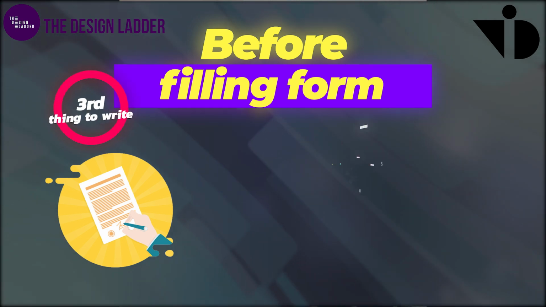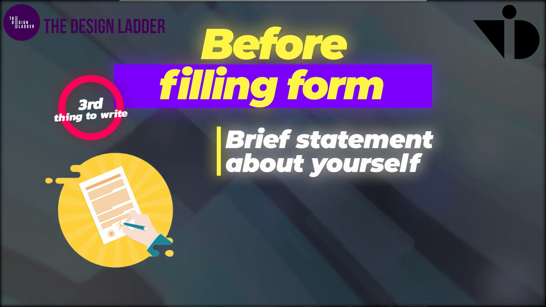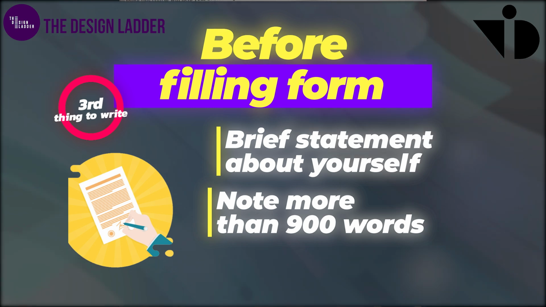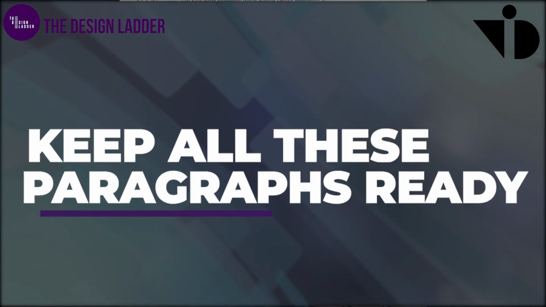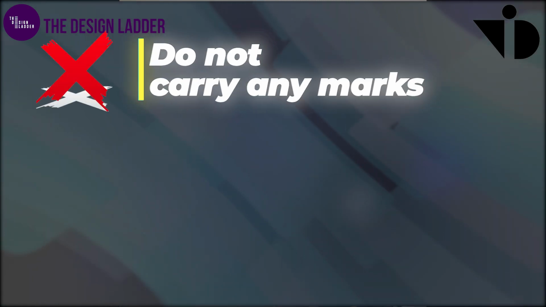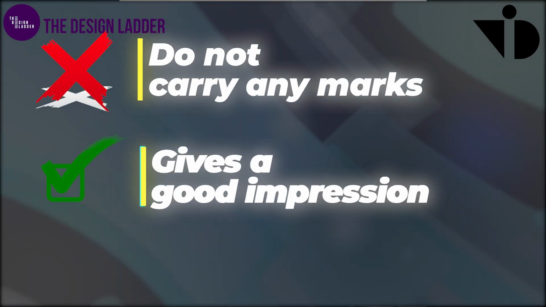Third thing you have to write is a brief statement about yourself, including details of your interests, hobbies, etc., in not more than 900 characters. So keep all of these three paragraphs ready, thoughtfully prepared. These do not carry any marks but still give a good impression while you fill up the form.